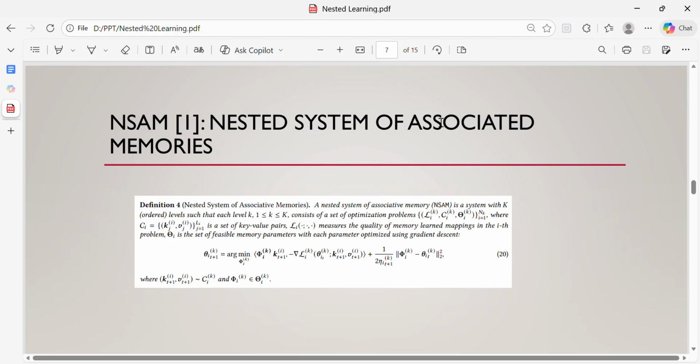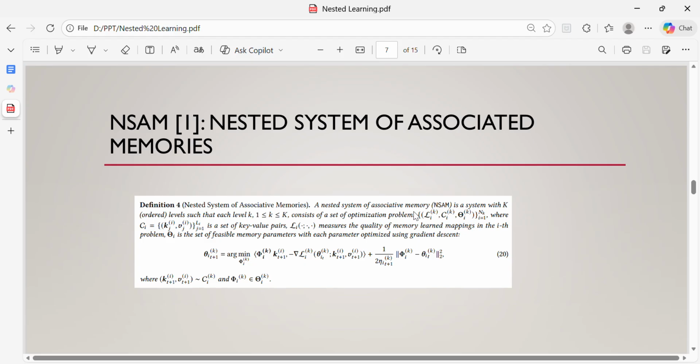Now next is the nested system of associative memories. So what is it? It is NSAM. What is the difference between this and that? Both look complex, but the nested system is related to the gradient descent definition that I gave you, and this one is related to the associative memory definition that I gave you. I gave you two definitions, right? We simplified the nested systems from the gradient descent, and here it is associative memory systems.